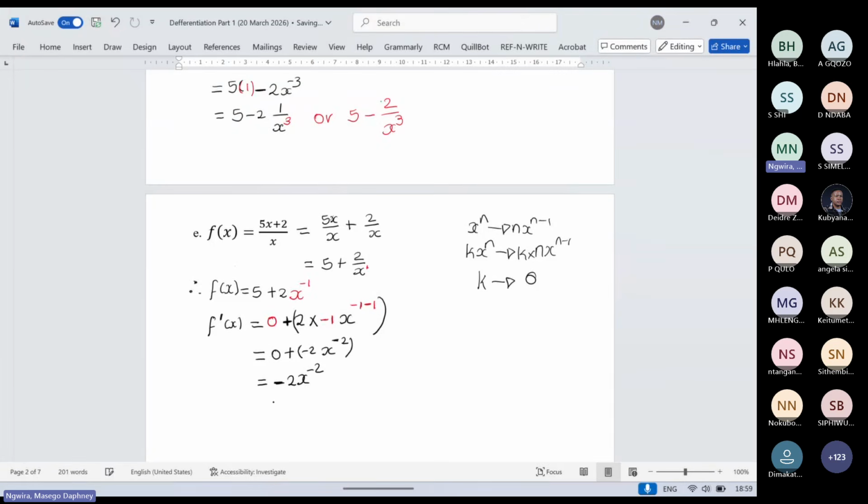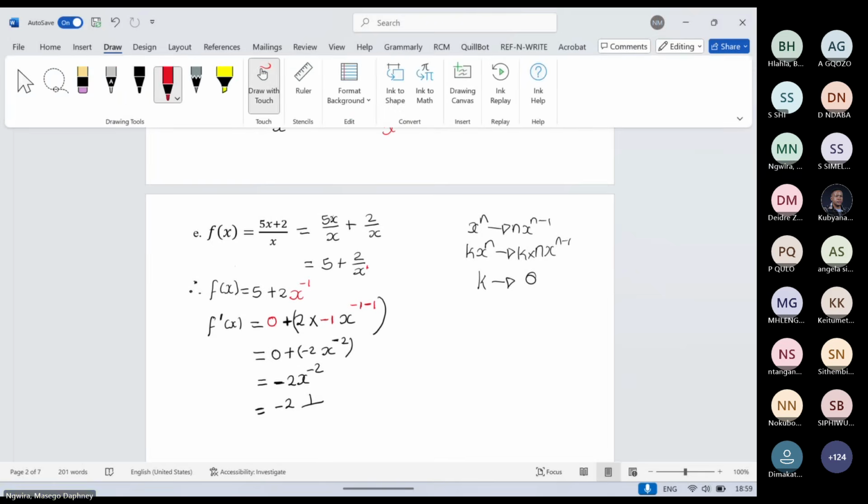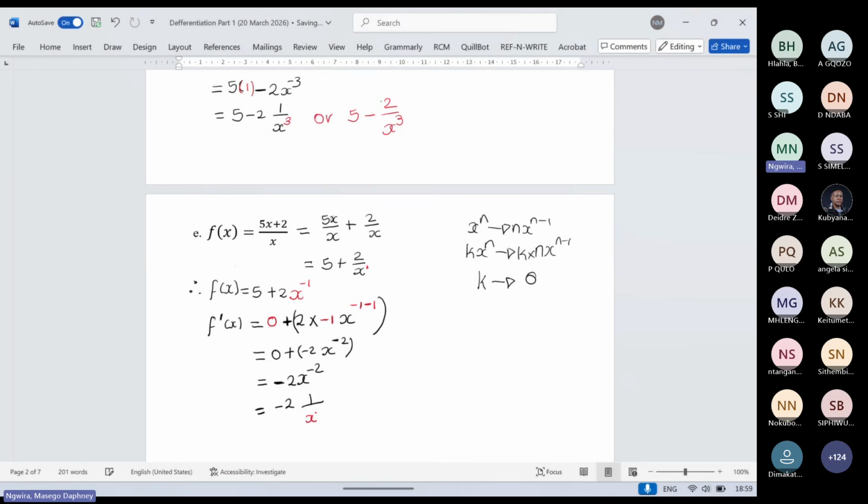And then I said I don't want the exponent as a negative, so I can write it as negative 2 times 1 over x to the power of positive 2. You don't even have to. You can just write it as negative 2 over x to the power of 2, because negative 2 times 1 is negative 2. It's up to you. That's how we do it. You must always have a power. That's why we call it a power rule.